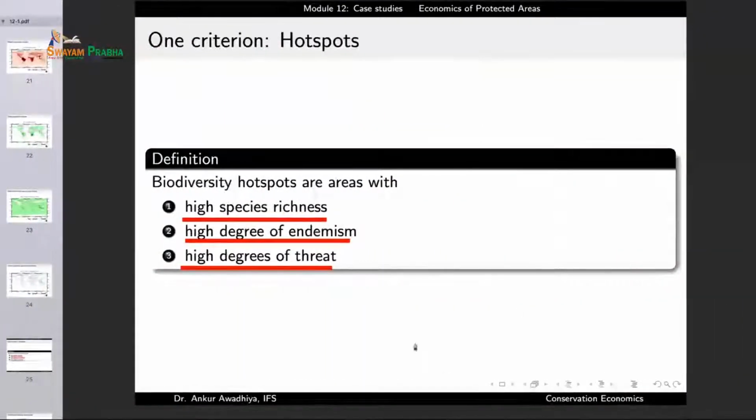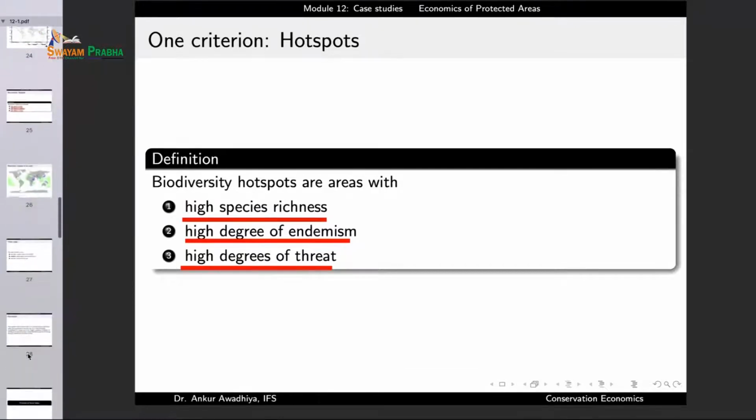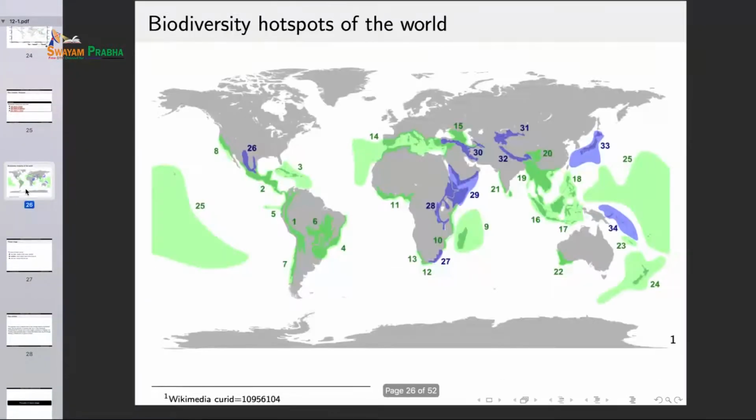So we look for these three criteria, and those areas which have all three, a high degree of richness, endemism, and threat, we call biodiversity hotspots. So these are the biodiversity hotspots in the world.